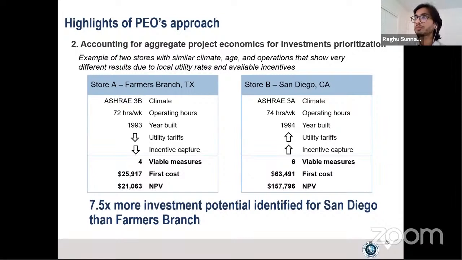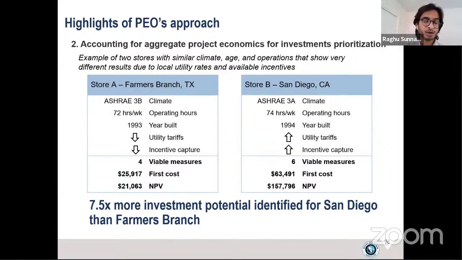Although in the first go, without looking at the specific utility tariff, if we were to look at the solution using just a general average tariff, it seemed like it made better sense to be investing in the Texas store. But when we started looking at more nuanced detail of the utility tariffs and then also the specific incentives that were available in California, the San Diego store had like 7.5 times more investment potential that was identified.